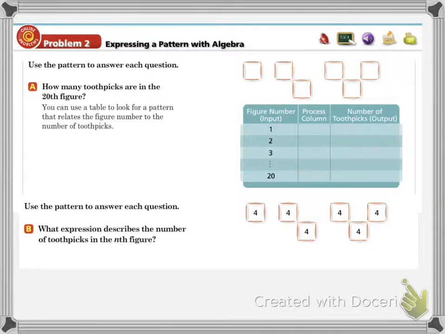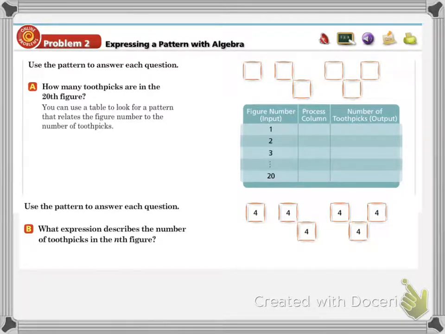Moving on to the next problem, we're going to express a pattern with algebra. So we're going to look at this pattern to the right here to answer each question. Part A is asking how many toothpicks would be in the 20th figure. Now to the right, I only see the first 3 figures, but once I identify a pattern, I'm going to be able to make an assumption about the 20th figure. So how I'm going to do that is I'm going to look at a table and use that to look for a pattern that relates the figure number to the number of toothpicks in each figure.